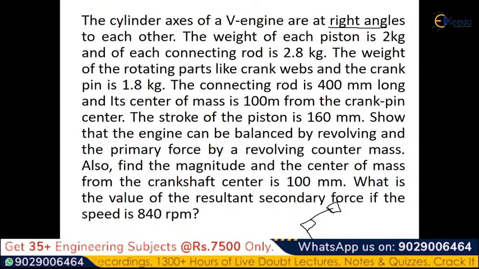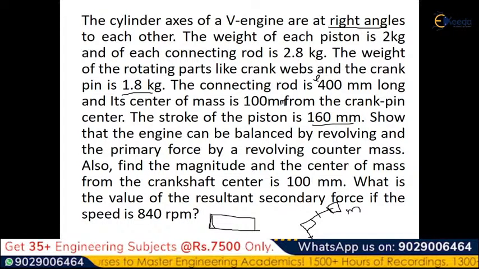Now the weight of each piston is 2 kilogram. That means, let's say the weight of each piston is small m, so small m is 2 kilogram, and the weight of the connecting rod for both of them is 2.8 kilogram. The weight of the rotating parts is given as 1.8 kilogram. The length of the connecting rod L is 400 mm, and its center of mass is 100 mm from the crank pin center. Stroke is given as 160 mm. When the piston moves to and fro, or does the reciprocating motion in a cylinder, the distance between its extreme positions is known as the stroke.